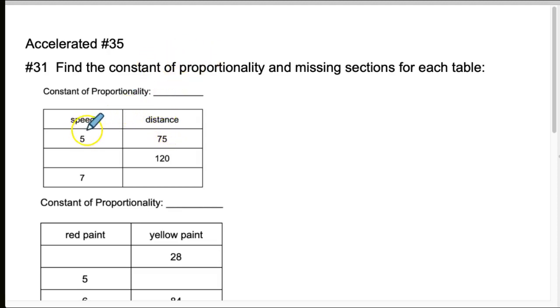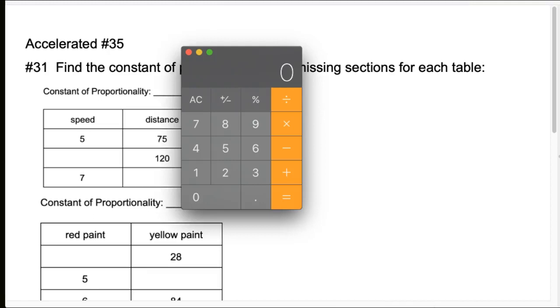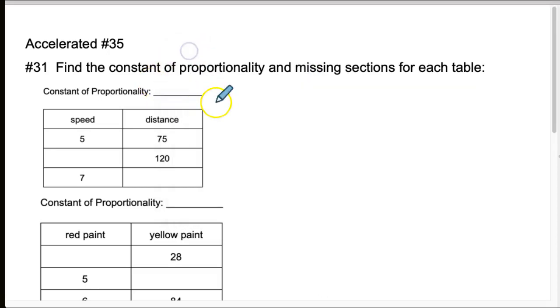75 divided by 5, and once you get that answer, which you could then just take your calculator and go, well, what is 75 divided by 5? That equals 15. So the constant of proportionality for this one is 15. If I'm going this way, I multiply. If I'm going this way, I divide. So 120 divided by 15 is 8, or 7 times 15 is 105.